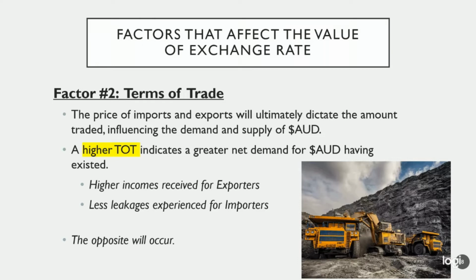And so the opposite is true, that if the terms of trade is unfavorable, then it indicates that people are purchasing less of our AUD because they needed less to make the same amount of volume purchases. And if it was unfavorable due to higher import prices, which means that we've supplied more of our currency into the foreign exchange market, that is also going to cause a depreciation. So in summary, favorable terms of trade equals appreciation. Unfavorable terms of trade will mean a depreciation.